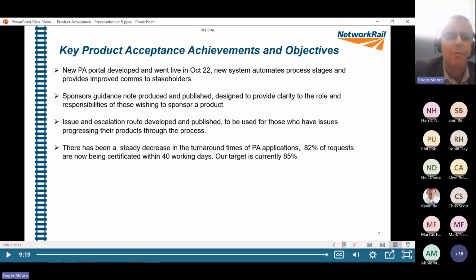And another recent change over the last couple of weeks is we've included within that web space details of an escalation route. This is designed for those people who are having problems. Now, it's not an avenue to contact straight away, because the first port of contact should be the sponsor. The sponsor's main role in the process is to act in the middle between the manufacturer and the engineering function that sets the requirements.